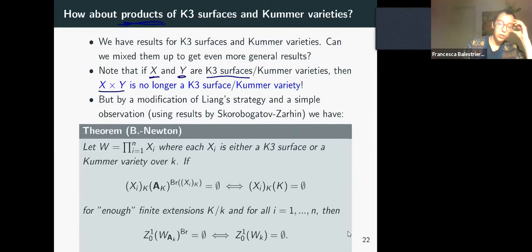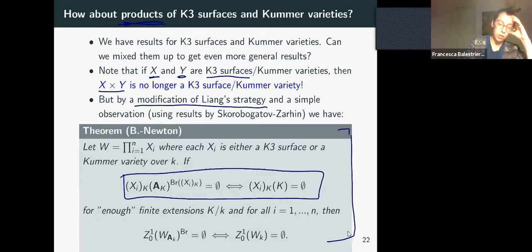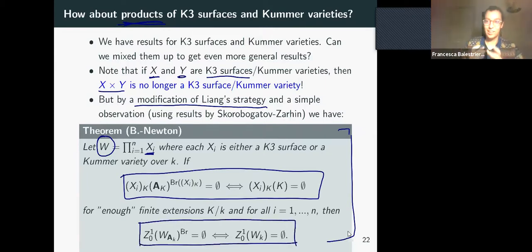And essentially, you can modify Liang's strategy to take into account products as well. There is a very simple observation to do this, and this is the result you get. So here you transfer the knowledge. You need to know the knowledge about rational points for each component of your product. This is the product variety that you want to consider. And then you can conclude some knowledge for the product variety itself. And here I've put degree equals 1, but actually you have something more general.